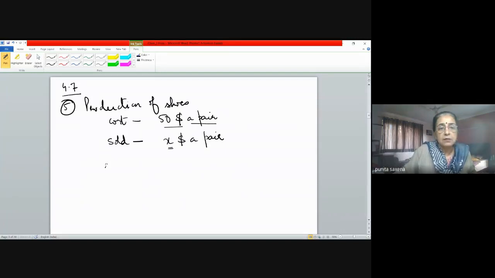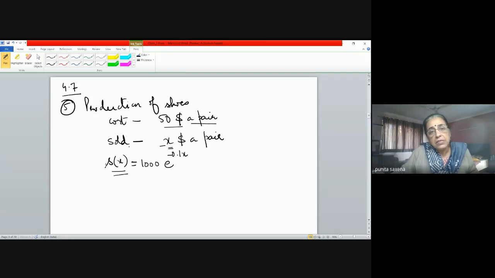It says Sx equal to 1000 into e to the power minus 0.1x. Okay, now see, this is a function of x. Okay, x kya hai? The selling price for one pair, right?